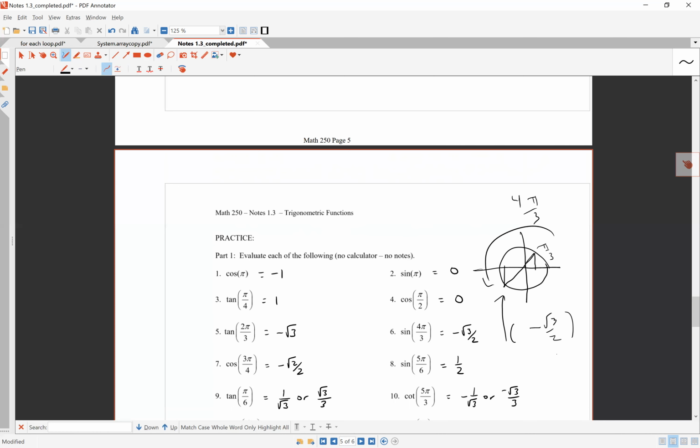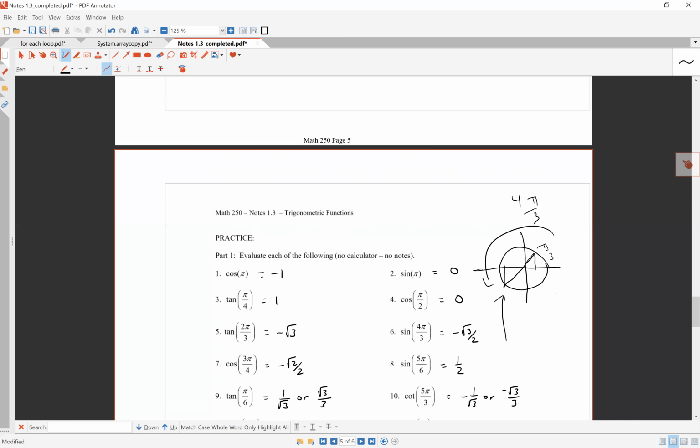And the cosine would actually be, again, we're starting at the origin and going to the left. So cosine of pi over 3 would be 1/2, but in this case, we're going to the left, so it actually would be negative 1/2. That ordered pair would be negative 1/2, minus square root of 3 over 2.